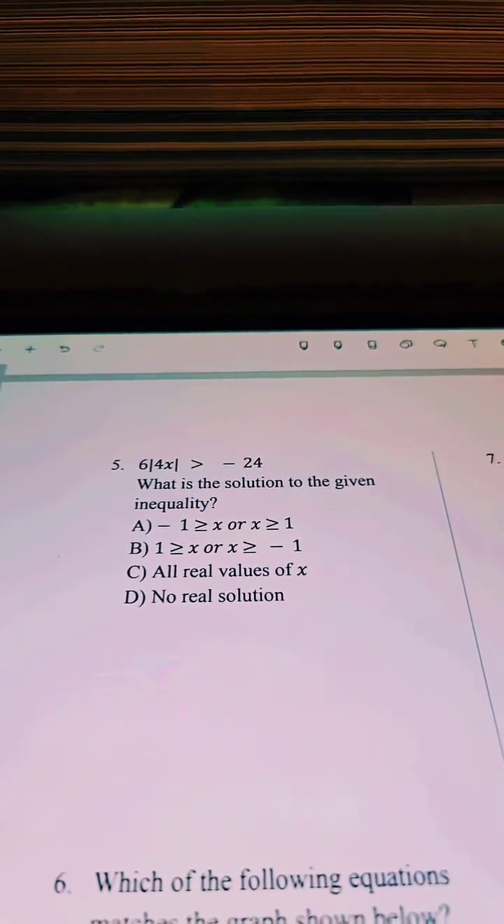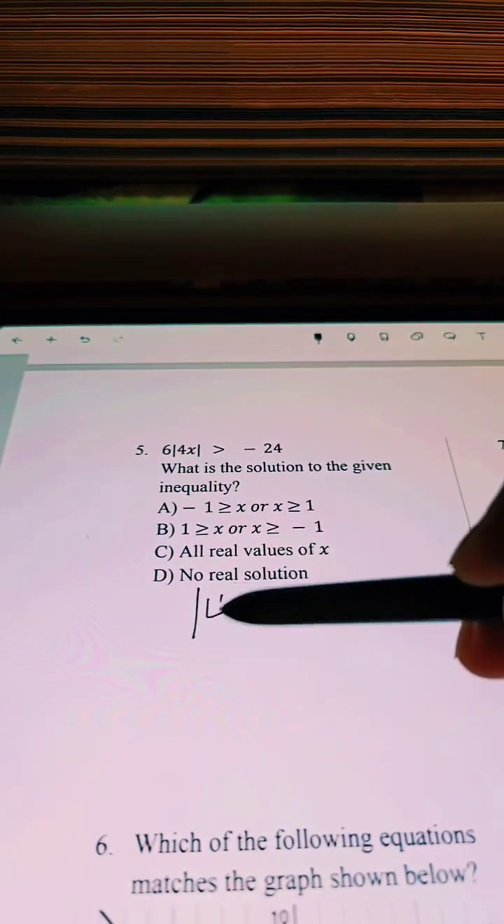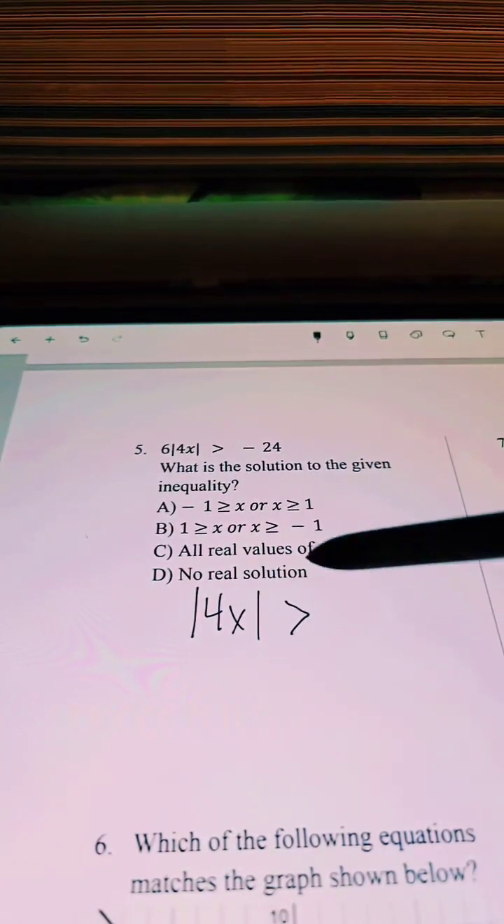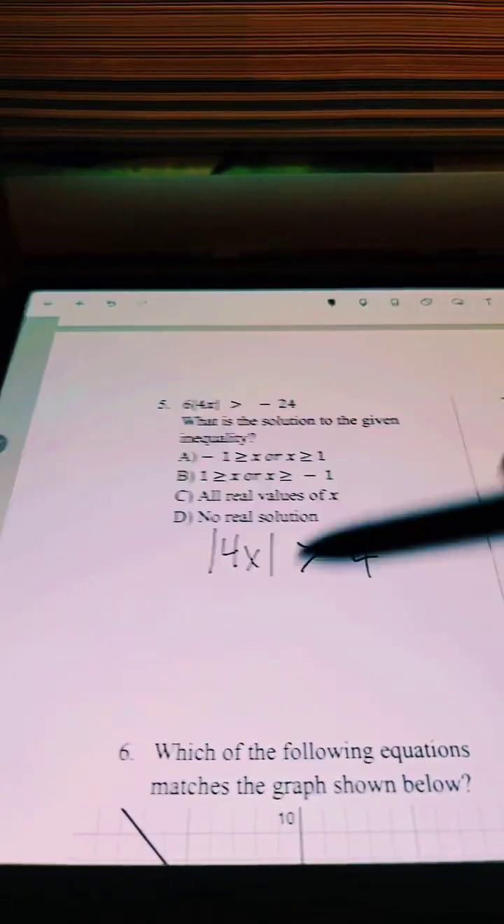Okay, so let's go to number 5 now. What is the solution to the given inequality? So I'm going to divide by 6 on each side. So then I'm going to get the absolute value of 4x is greater than negative 4, because negative 24 divided by 6 is negative 4.